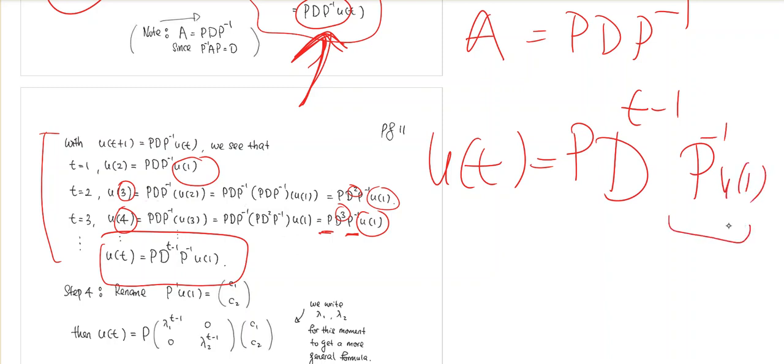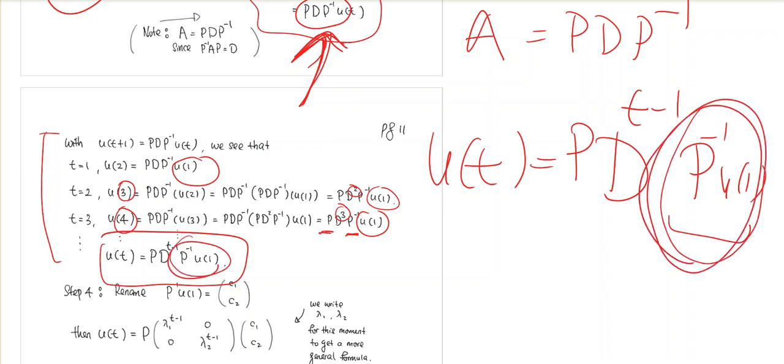I want to get rid of this part first. This part here, P inverse, is a matrix consisting of only constants. There's no function in it, and u1 is a number.